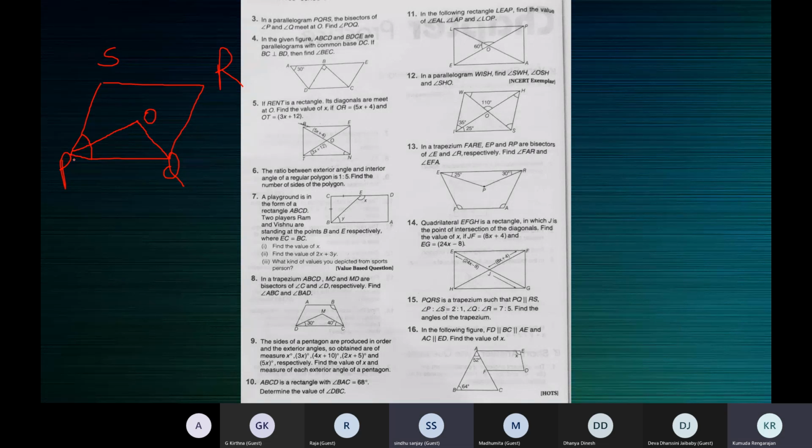So children, this is parallelogram PQRS. Is that fine? Yes, ma'am. Okay, and this is angle P, and angle P is bisected. So this is the bisector of angle P. Is that fine? Yes, ma'am. This is the bisector of angle Q. The bisectors of P and Q meet at O. It's given here, they meet at O. So it's like this. Now this angle is also divided equally. This is one half, this is the other half.